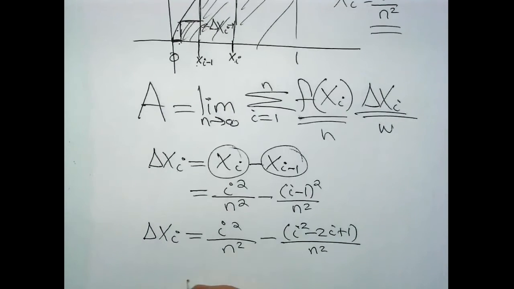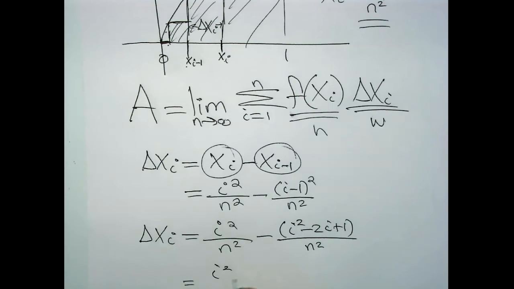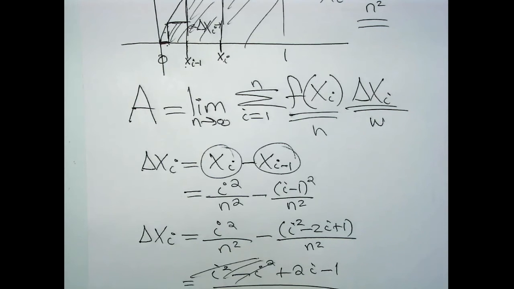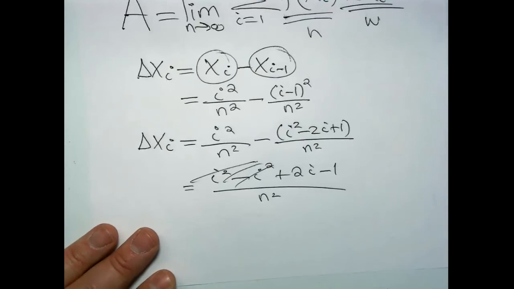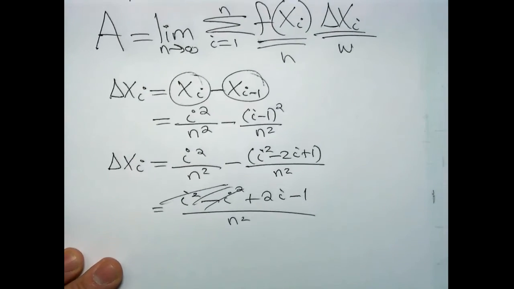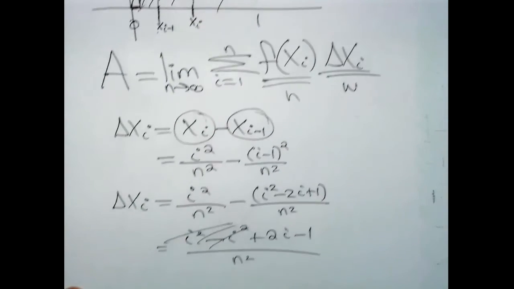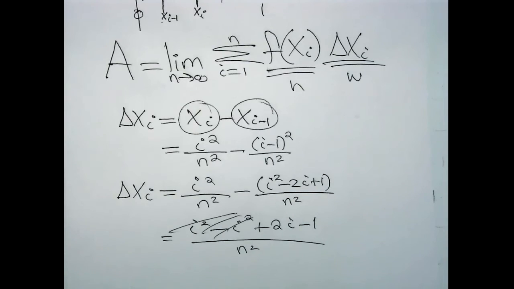Let's do the math in here, guys, because they share the same denominator. So i squared minus i squared plus 2i minus 1, all over n squared. Well, something nice happened here, and that is that these two cancel. So you see, I really had to do a whole lot more work to get delta x. In the previous examples, delta x was just b minus a over n, end of story. That's all I had to do.